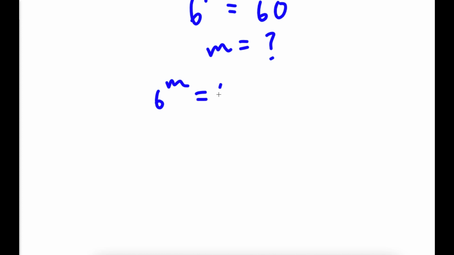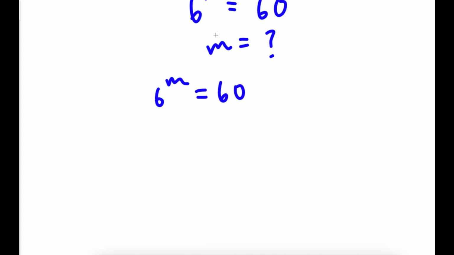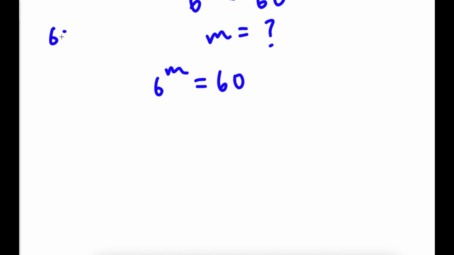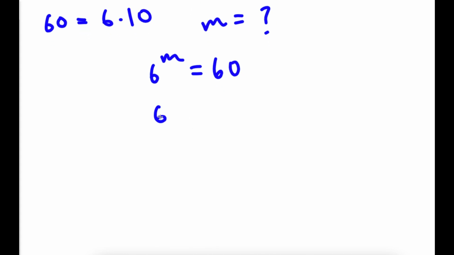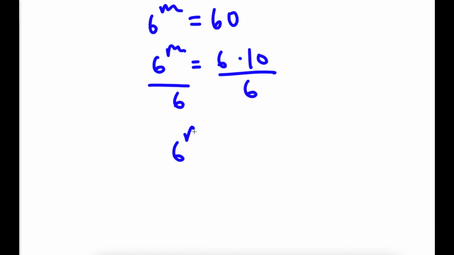So 6 to the power of m is equal to 60. Now 60 is equal to 6 times 10, right? So now I have 6 to the power of m is equal to, if I substitute in 6 times 10 for 60, 6 times 10. Now I'm going to be dividing 6 on both sides. So I have 6 to the power of m over 6 is equal to, these two cancel out, so simply just 10.